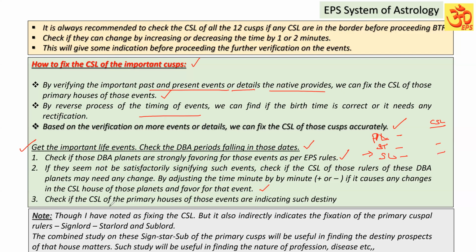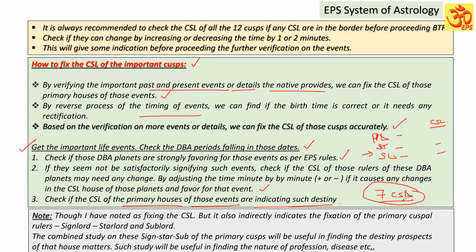Check if the cuspal sublord of the primary houses of those events is indicating such destiny also. Suppose the person says that his marital life is very weak, or he got married in so-and-so period. Definitely we have to check the seventh cuspal sublord. If it is indicating very strongly favorable significations for marriage, but he says he is facing trouble and his marital life is not good, then definitely the seventh cuspal sublord may be wrong.